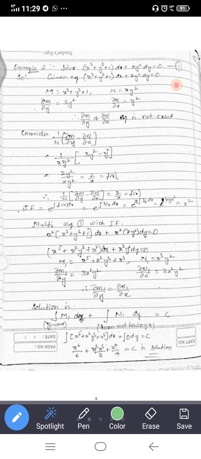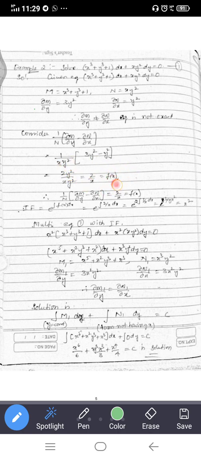So according to method 3, what we have to find? We have to consider 1 by N into (dou M by dou y minus dou N by dou x). So what is N here? xy square. Dou M by dou y is 3y square and dou N by dou x is y square. So 3 times y square minus 1 time y square is 2 times y square by xy square. y square is getting cancelled. We are getting 2 by x. So this is a function of x.